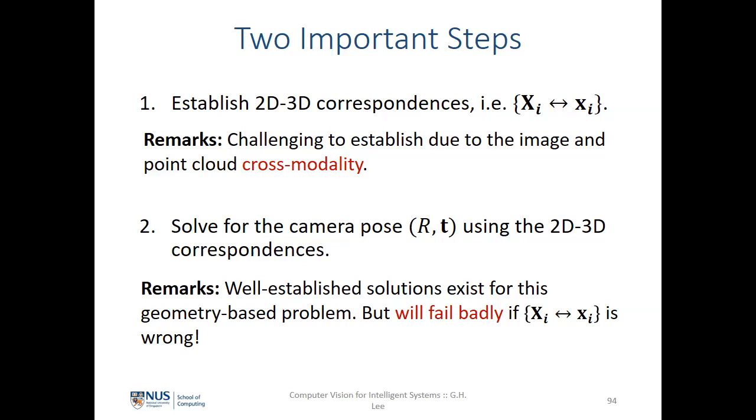You don't mount every one of those with a 60 or 70,000 USD LiDAR sensor that's so hard to maintain. The obvious choice is that you mount a camera on it, right? So then comes the question: there is a cross-modality challenge here. How to establish the 2D-3D correspondences, right? If you cannot do this, the next step here, which we have learned, will fail badly, okay? Because wrong correspondence means that nothing can be computed anymore, right?